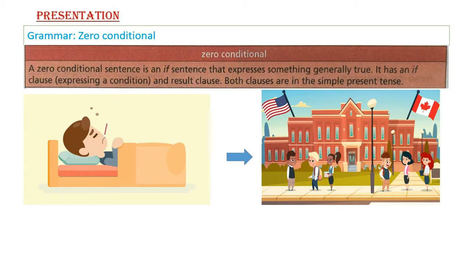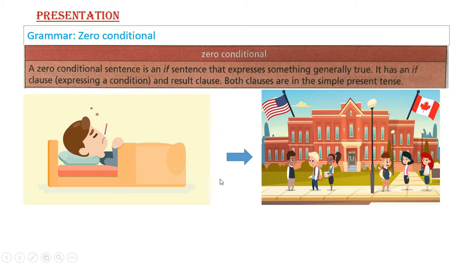Alright, today I'm going to raise up a grammar point which is about the zero conditional. So, what is the zero conditional? A zero conditional sentence is an if sentence that expresses something generally true. It has an if clause and a result clause. Both clauses are in the simple present tense.